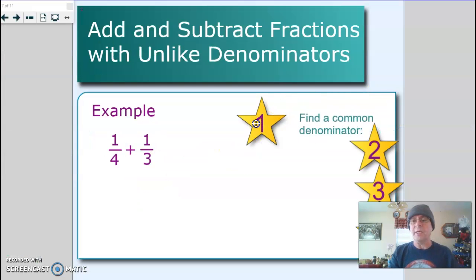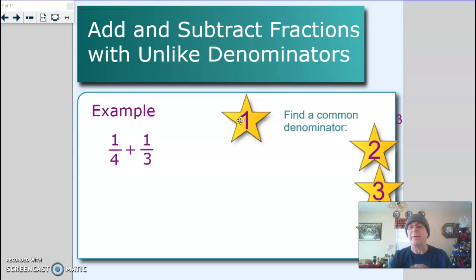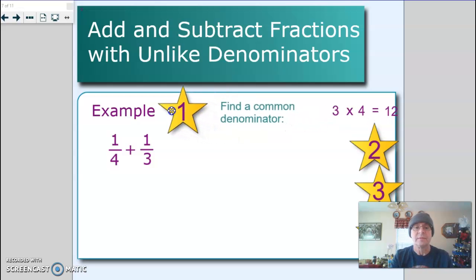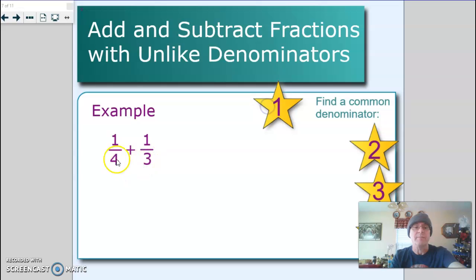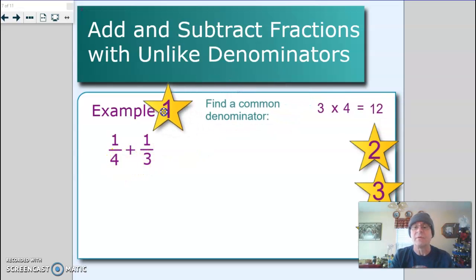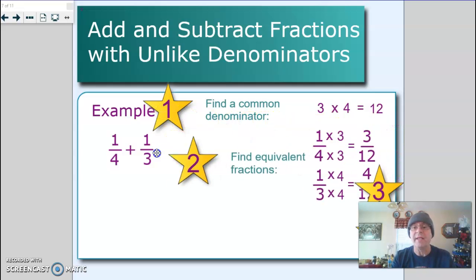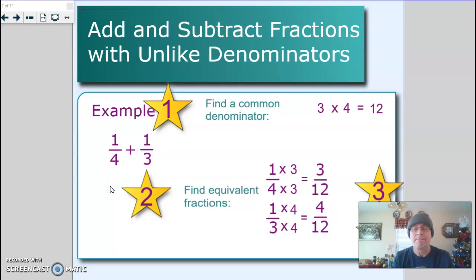So the first thing that you need to do is find a common denominator. Right? So they're going to do this one. Find a common denominator. In this case, it's going to be 12. Then you find equivalent fractions, right? And that may be where we get stuck.